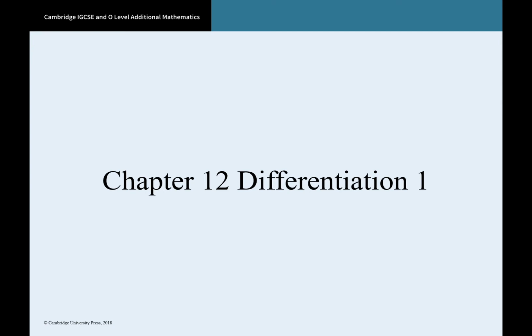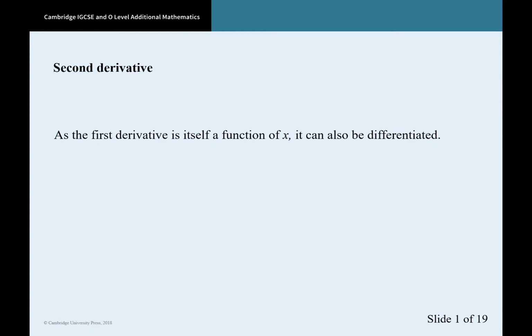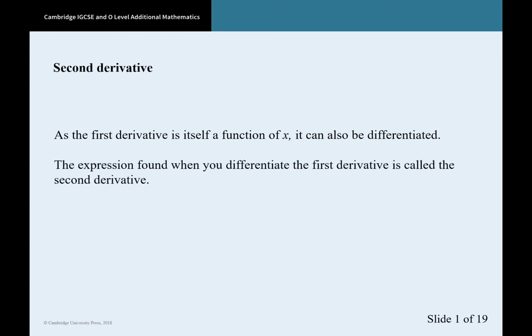Okay, we will go into differentiation, for how to find the second order differentiation. Okay, so this we call the second derivative. Right, so as the first derivative is itself a function of x, it can also be differentiated. So the expression found when we differentiate for the second time is called the second derivative. If for the first derivative you use dy/dx, then for the second derivative we have d2y/dx2.